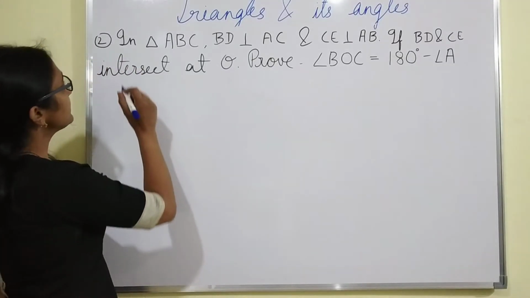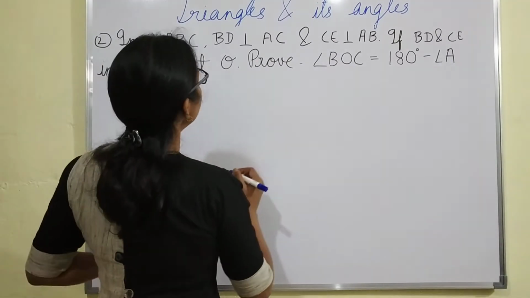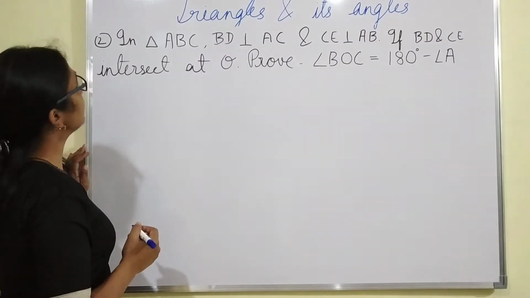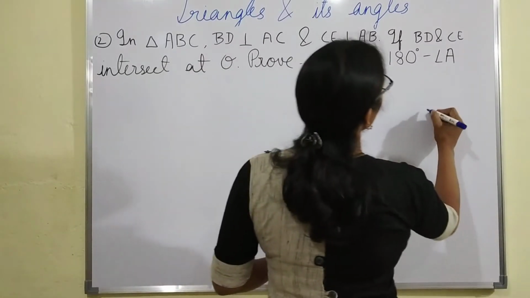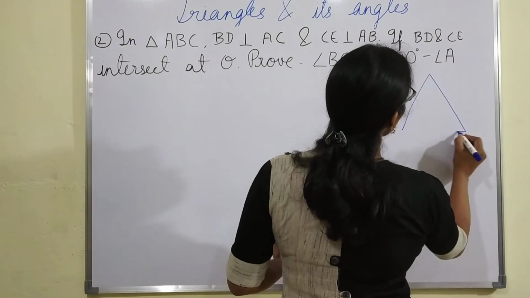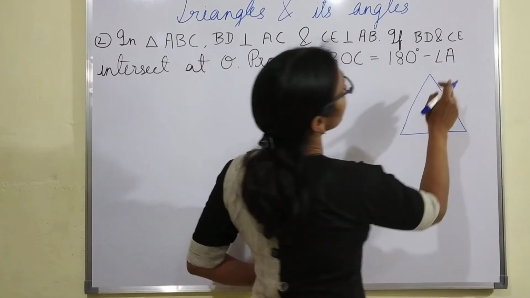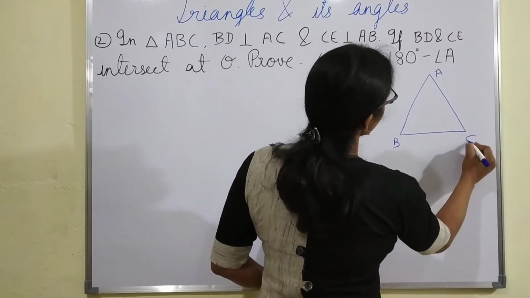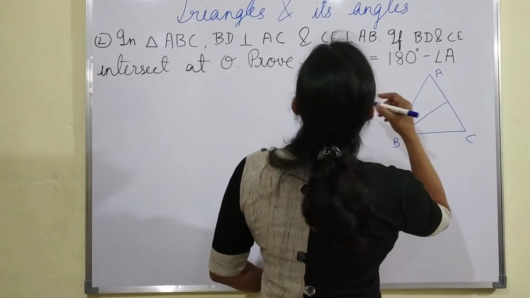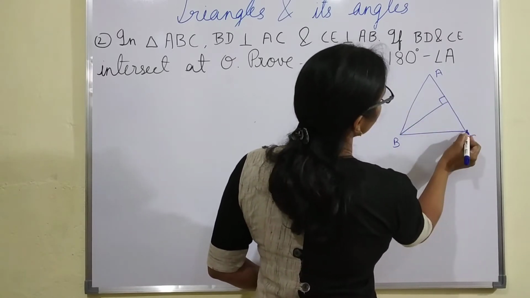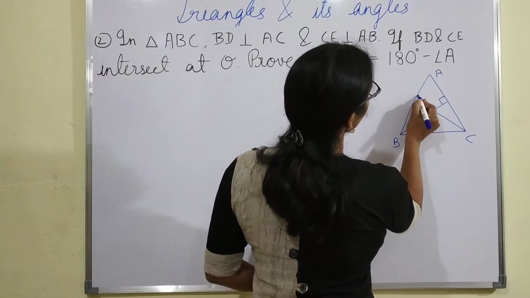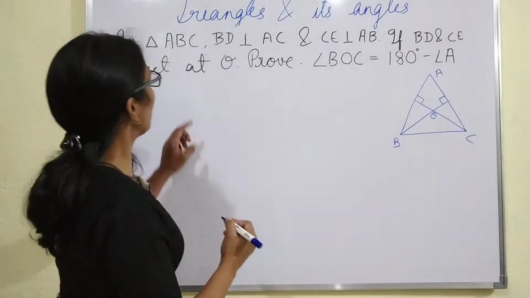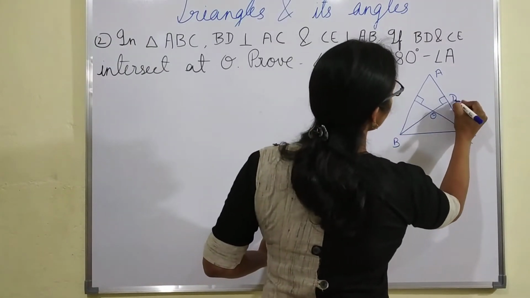Now next question is: in triangle ABC, BD is perpendicular on AC and CE is perpendicular on AB. If BD and CE intersect at O, prove angle BOC equals 180 minus angle A. Okay, so A, B, C. It is given, it is perpendicular here and it is also perpendicular. Okay, and they intersect at O. So BD, CE.